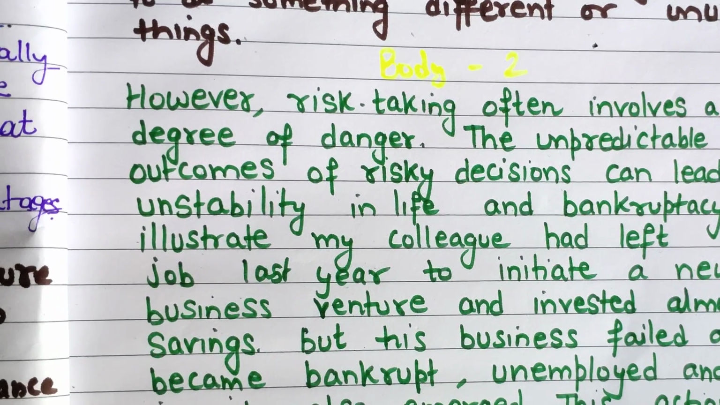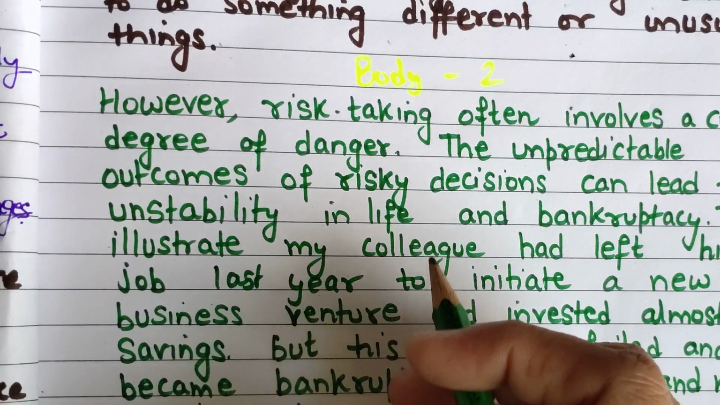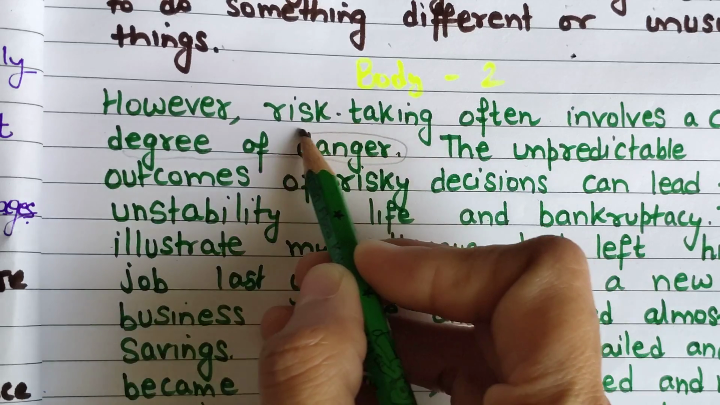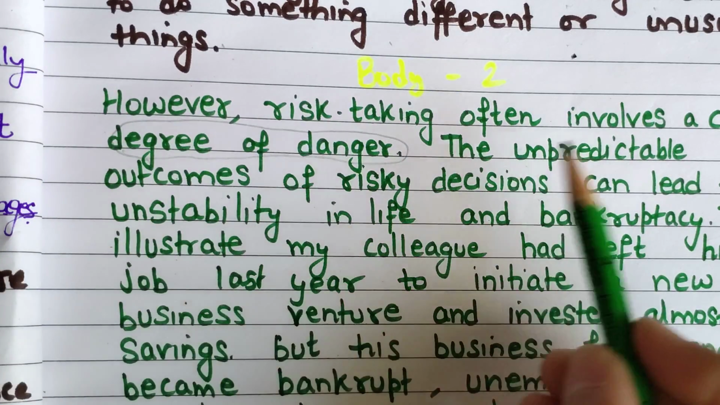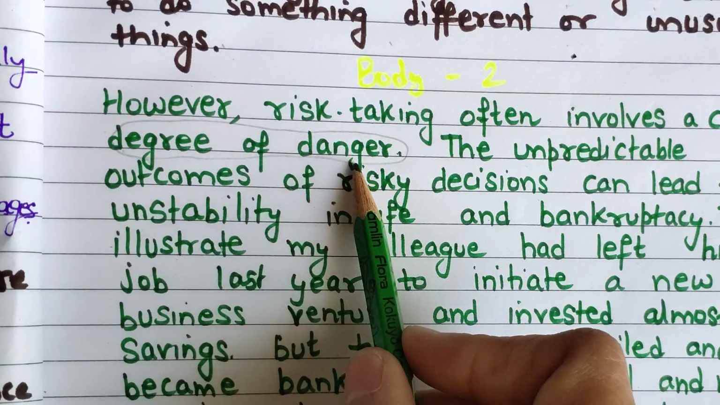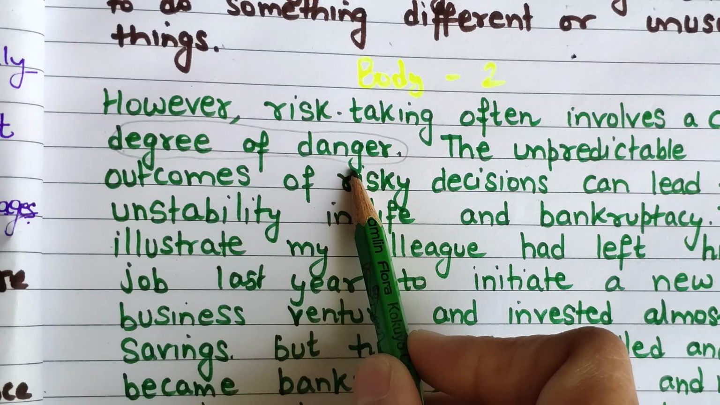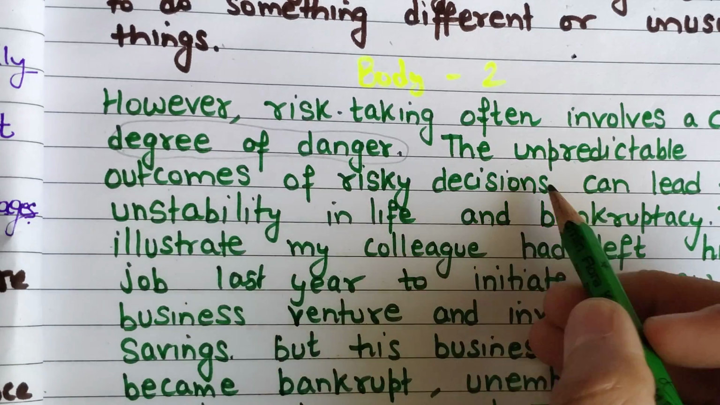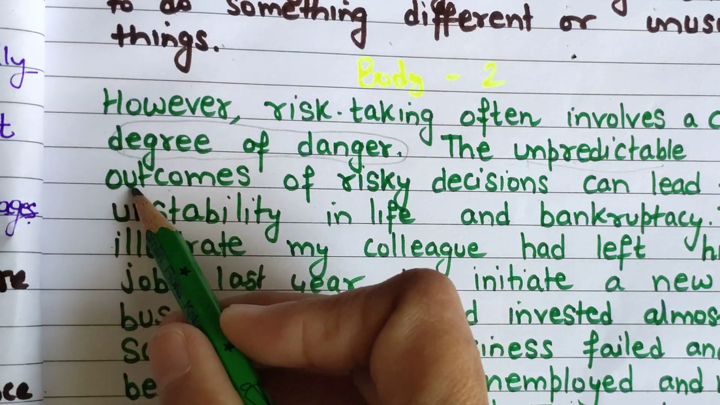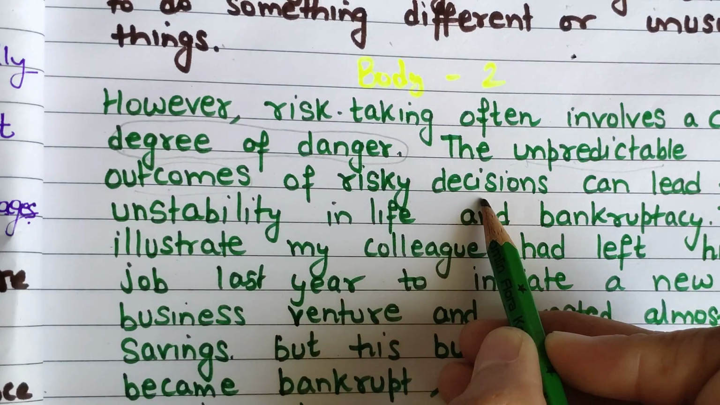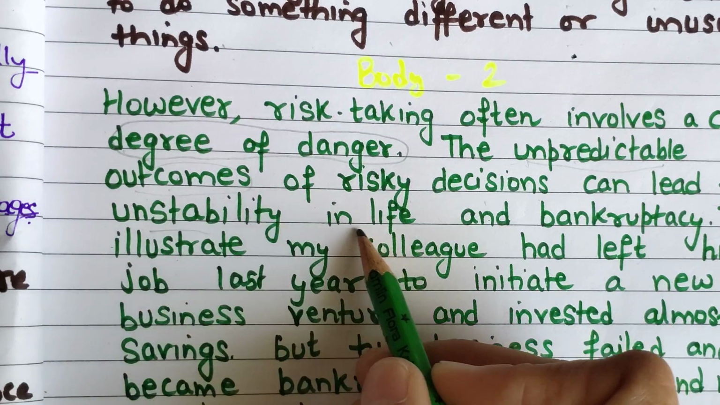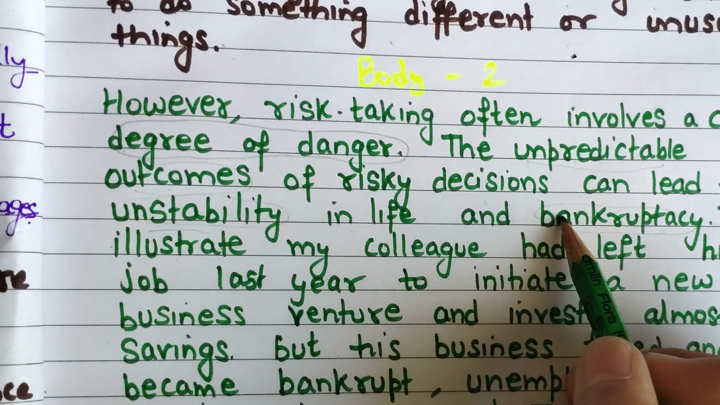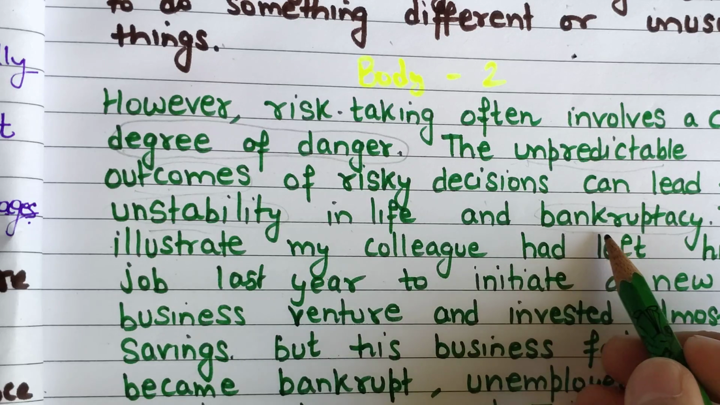Yes, like that. However, risk taking often involves a certain degree of danger. So I have used another word for disadvantage. Involves a certain degree of danger. It means disadvantages we are going to write. The unpredictable outcomes, we cannot predict the outcomes, means the result of risky decisions can lead to instability in life. So this is my point, instability in life and bankruptcy. So I have not shown the planning of points actually.